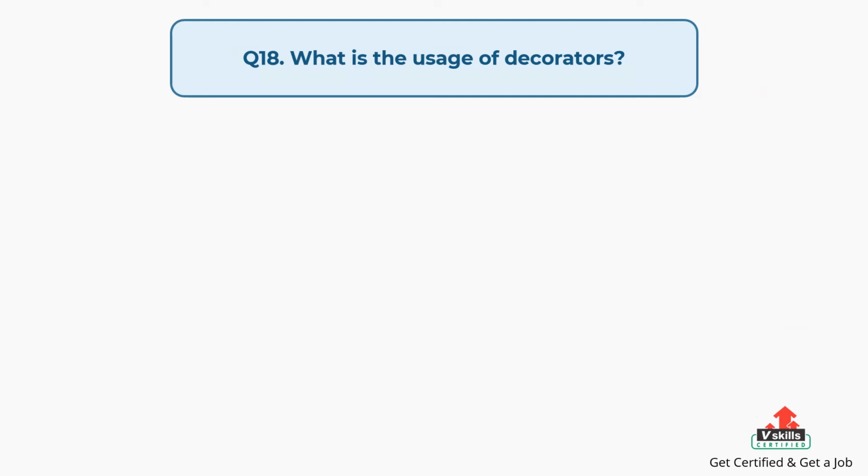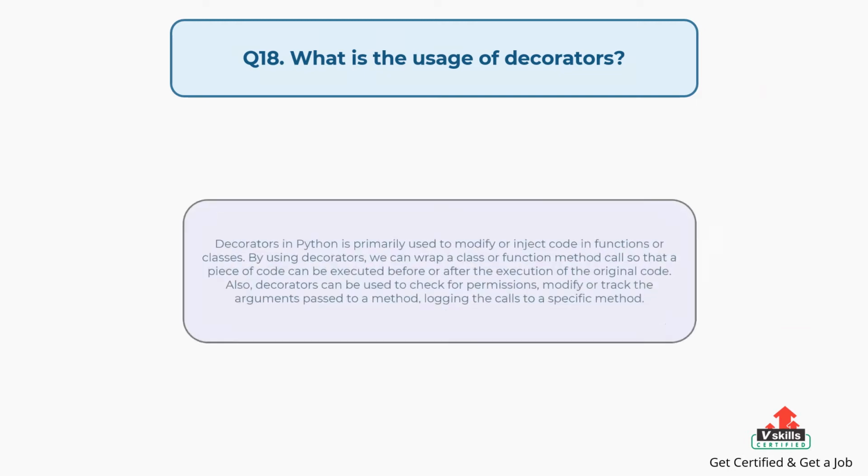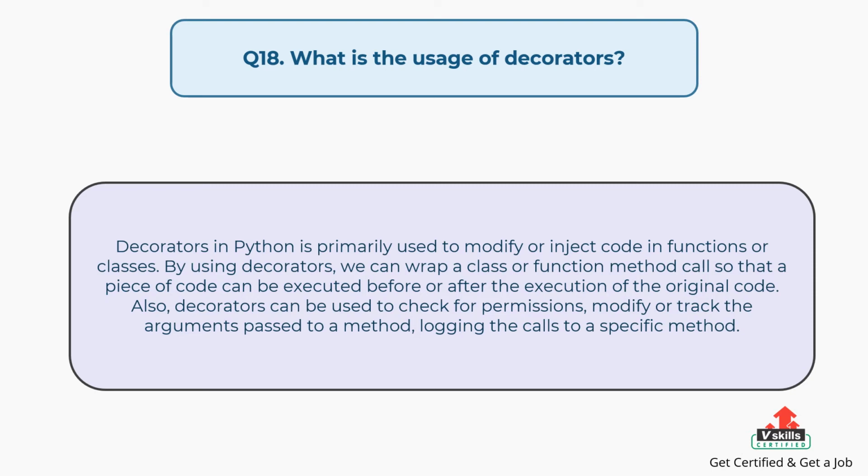Question number 18. What is the usage of decorators? The answer is: decorators in Python are primarily used to modify or inject code in functions or classes. By using decorators, we can wrap a class or function method call so that a piece of code can be executed before or after the execution of the original code. Also, decorators can be used to check for permissions, modify or restrict the arguments passed to a method, and log the calls to a specific method.